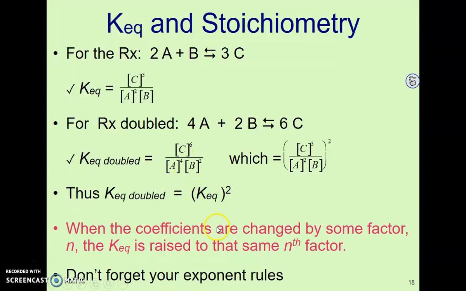Now, one thing you need to remember, if you remember your exponent rules, is that raising to the half power is taking the square root. Just to summarize again, let's say the Keq for this reaction was 6, and then we doubled the reaction. When we double the reaction, we take the Keq of this reaction, which is 6, and square it. So the Keq for this reaction then would be 36.